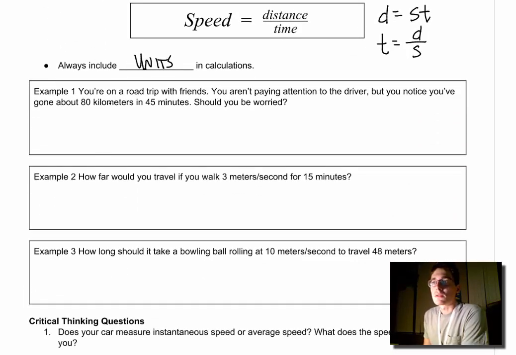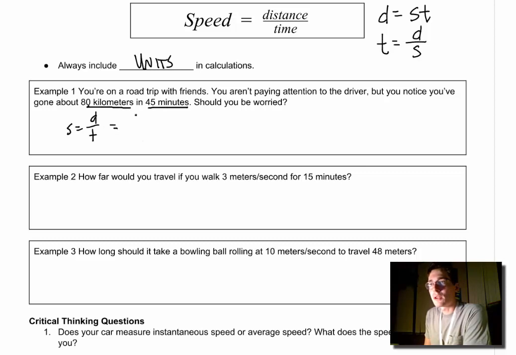So let's take a look at these examples. We're on a road trip with some friends. We are not paying attention to the driver, but we notice we've gone about 80 kilometers. So here's a distance in 45 minutes. There's a time. Should you be worried? Well, to know that, we have to calculate our speed. So remember, speed is equal to distance divided by time.